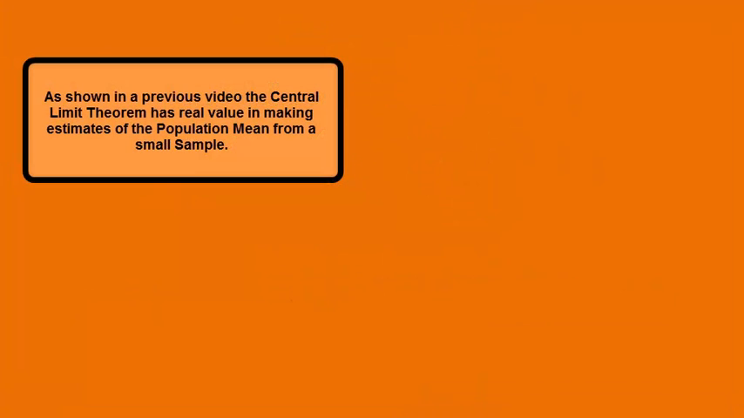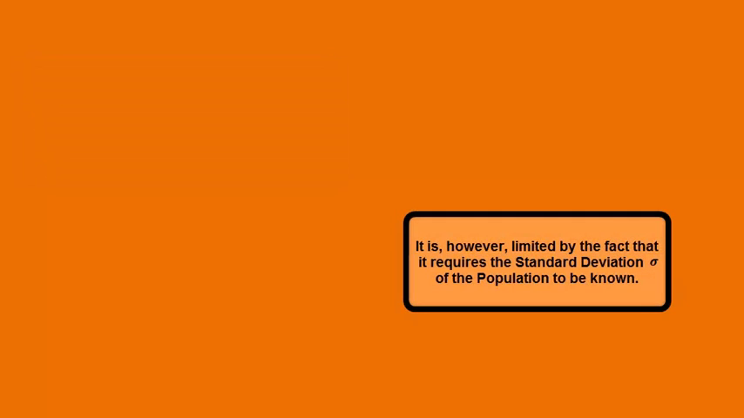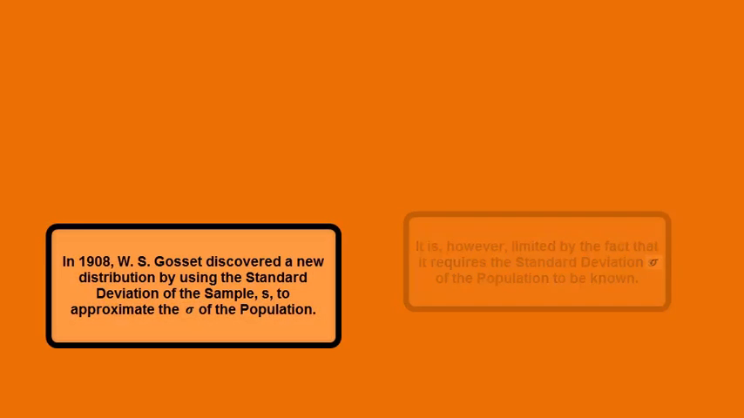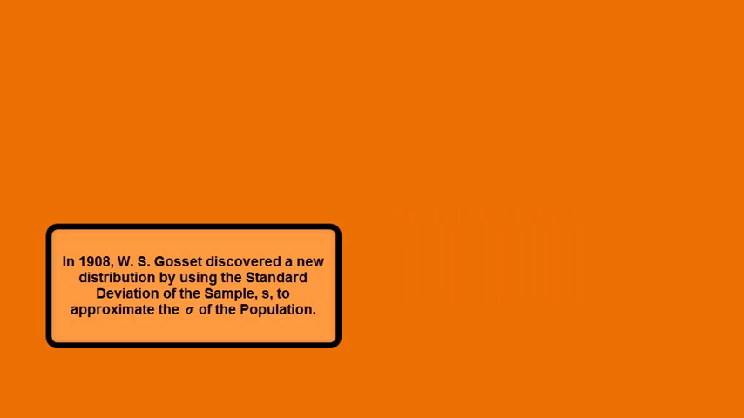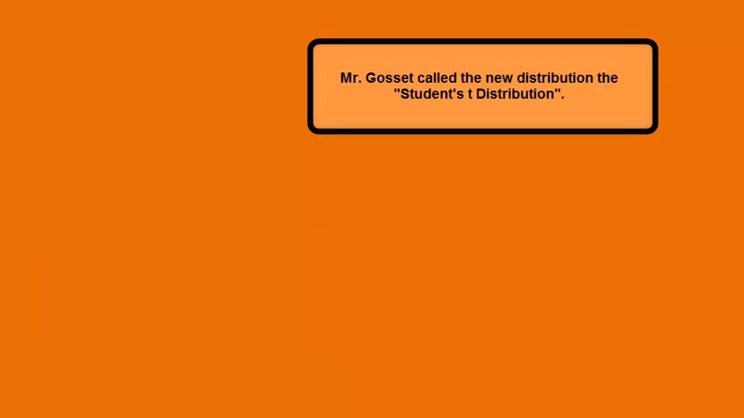As shown in a previous video, the central limit theorem has real value in making estimates of the population mean from a small sample. It is, however, limited by the fact that it requires the standard deviation sigma of the population to be known. In 1908, W.S. Gossett discovered a new distribution by using the standard deviation of the sample S to approximate the sigma of the population. Mr. Gossett called the new distribution the student's t distribution.